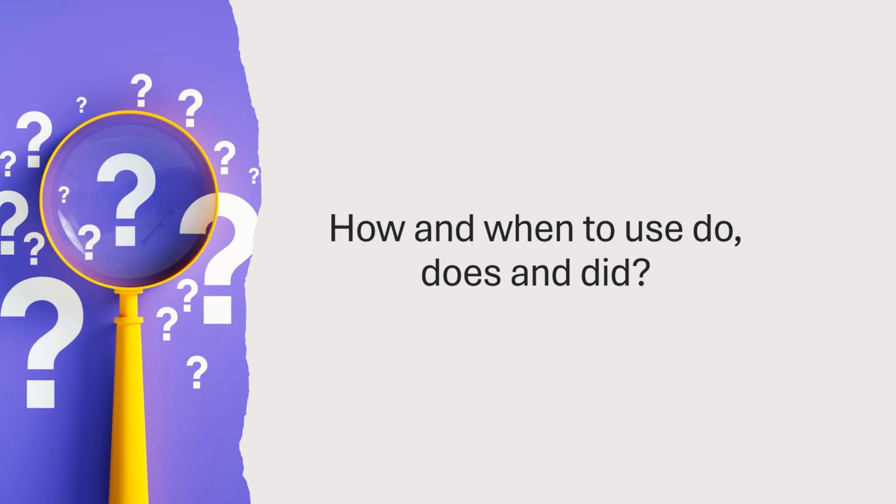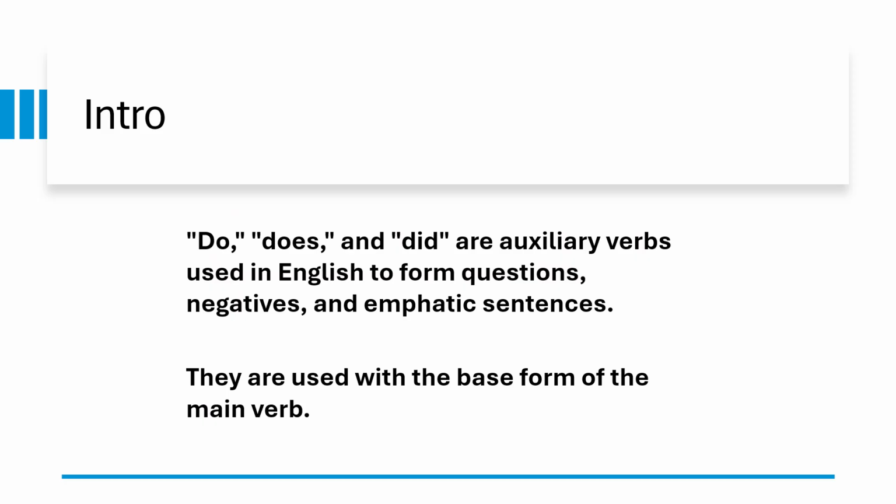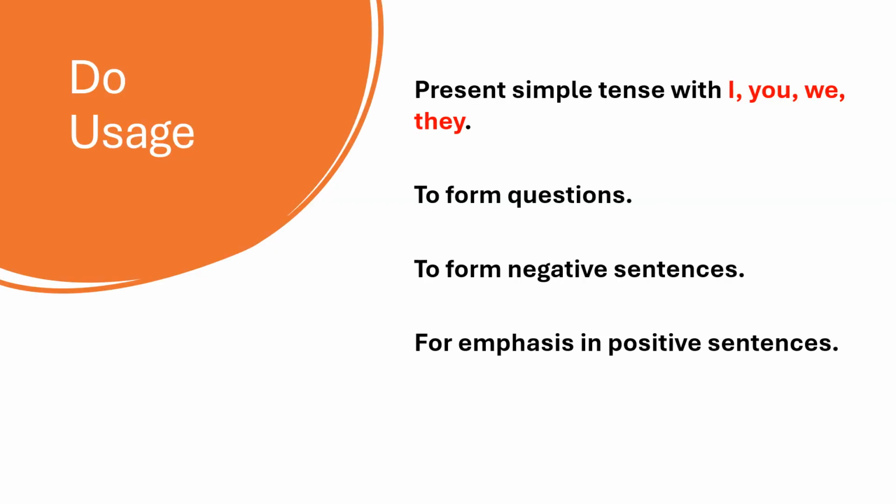Let's get started. Do, does and did are auxiliary verbs used in English to form questions, negatives and emphatic sentences. They are used with the base form of the main verb. Usage of do. It is used in the simple present tense with subject I, you, we and they. It is used to form questions, negative sentences and for emphasis in the positive sentences.